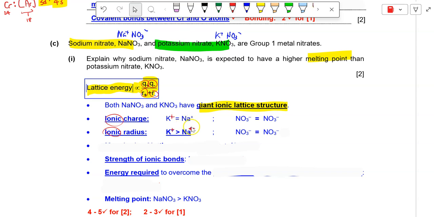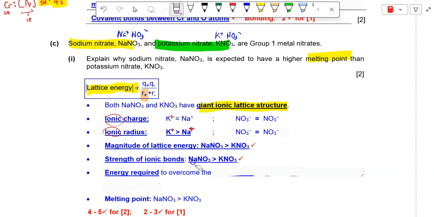Once we work this out, we make reference to the lattice energy because, as we mentioned, lattice energy can be used as a measure of how strong the ionic bond is. Based on the formula, K+ is larger than Na+, so it's going to affect the denominator. With a larger denominator, the lattice energy magnitude will be smaller. So sodium nitrate will have a larger magnitude of lattice energy compared to potassium nitrate. This means that the ionic bonds of sodium nitrate will be stronger than those of potassium nitrate, therefore requiring more energy to overcome the ionic bonds between oppositely charged ions.